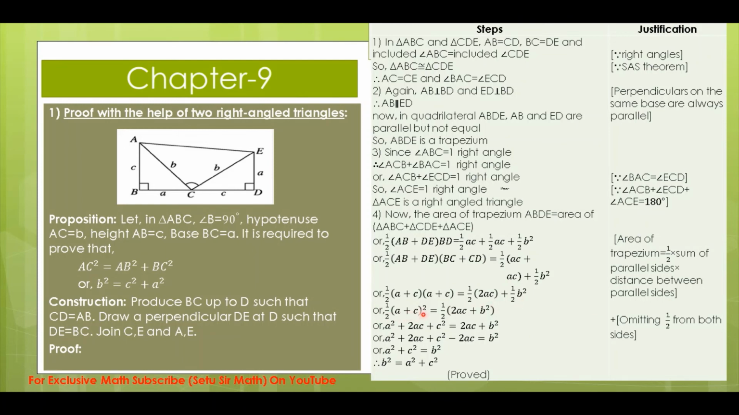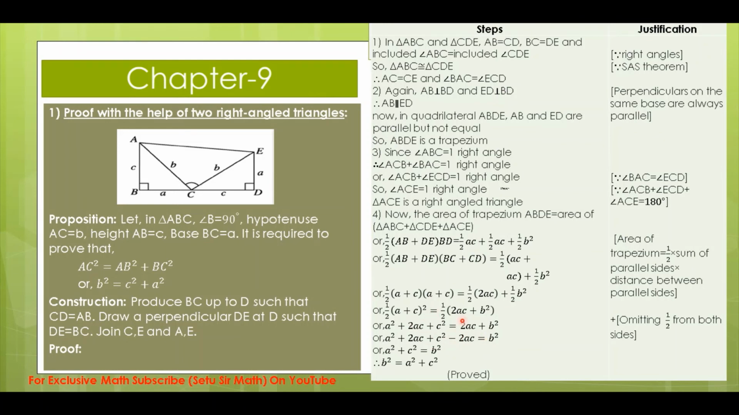Half A plus C whole square equals half 2AC plus B square, because if we take half common between these two we can write 2AC plus B square. Or A square plus 2AC plus C square. This is the formula of A plus C whole square. That's the general formula. We can write A square plus 2AC plus C square equals 2AC plus B square.